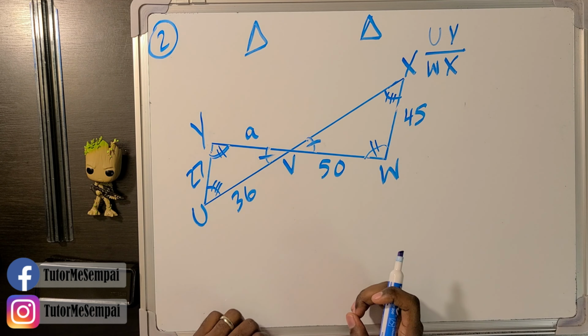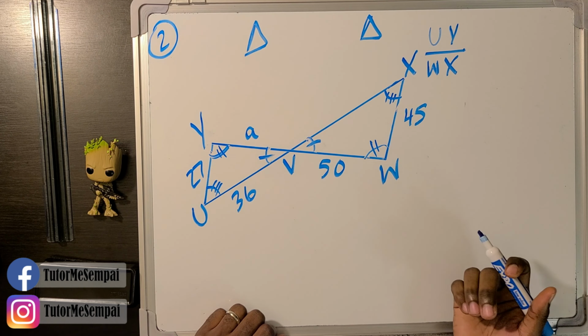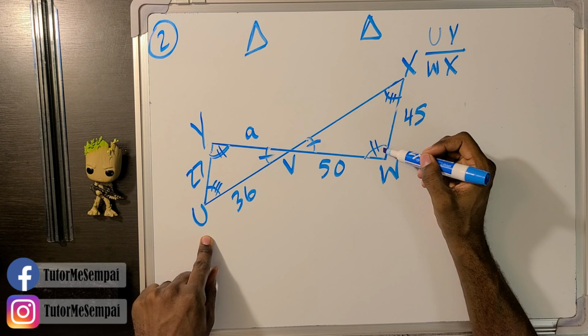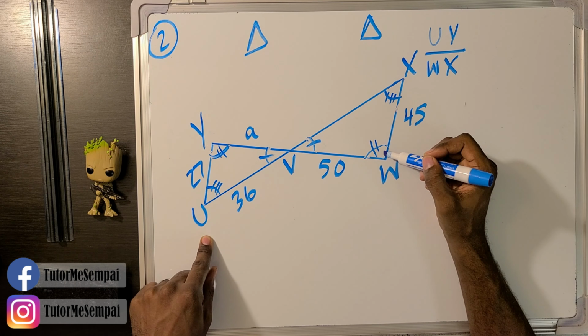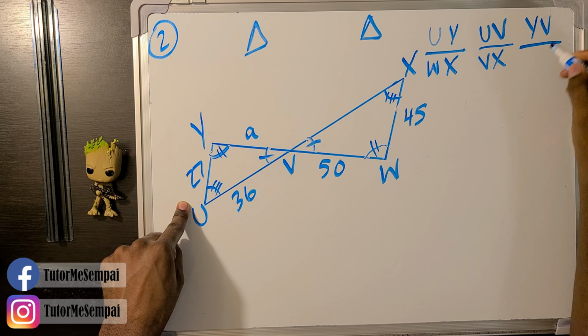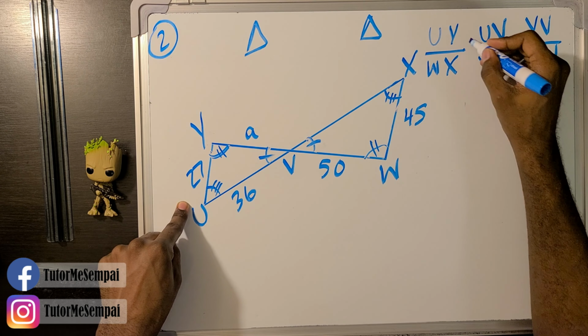So now that we have our corresponding angles, we can find our corresponding sides. This UV is going to be opposite this Y, and this Y is going to be corresponding with this angle W here. Which side is opposite this angle W? That's going to be this VX here. So we know that UV is going to be corresponding to VX. Likewise, this YV is going to be opposite this U here, and this U is going to be corresponding to this X here. Now, what's opposite X? This VW. So this YV is going to be corresponding with this VW. And we know that all of these are equal.